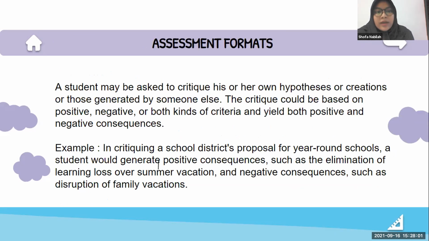And for the assessment format, a student may be asked to critique his or her own hypothesis or one generated by someone else. The critique could be based on positive, negative, or both kinds of criteria and yield both positive and negative consequences. For example, in critiquing a school district's proposal for year-round school, a student will generate positive consequences such as the elimination of the learning loss over summer vacation and negative consequences such as disruption of family vacation.